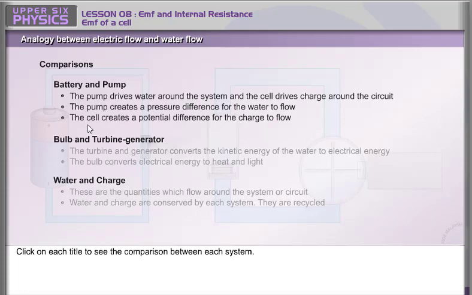In that case, same as the cell. The cell or the battery also creates the potential difference, which enables the flow of charge. Charge flows when there is a potential difference, the same way water flows when there is a pressure difference.